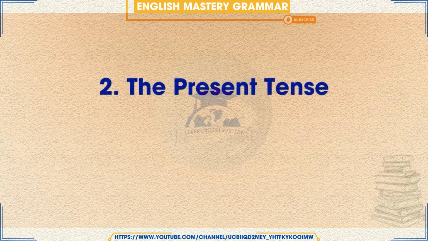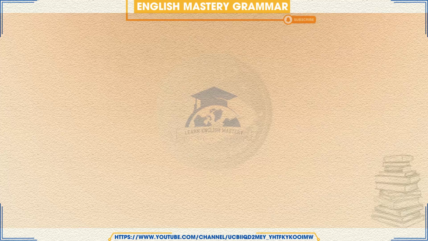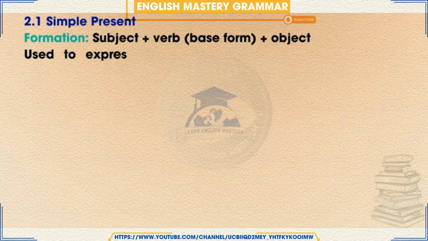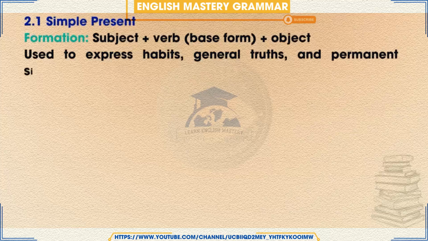Part 2. The present tense. 2.1 Simple present. Formation: subject plus verb, base form, plus object. Used to express habits, general truths, and permanent situations.